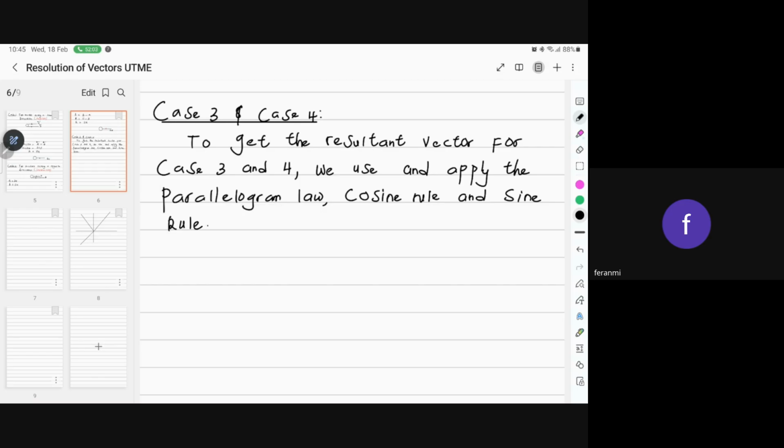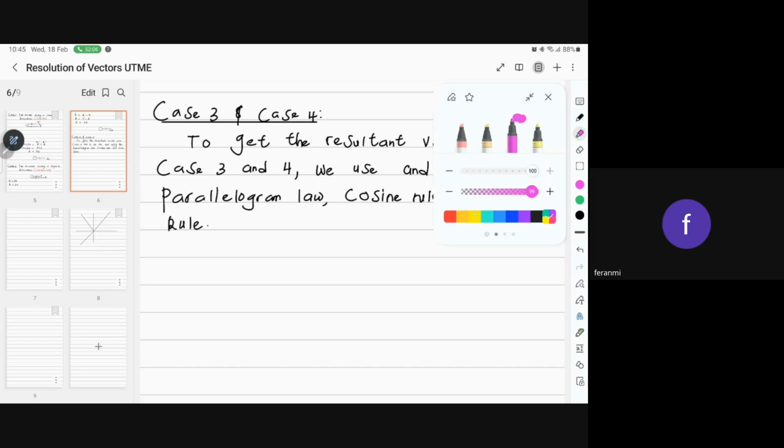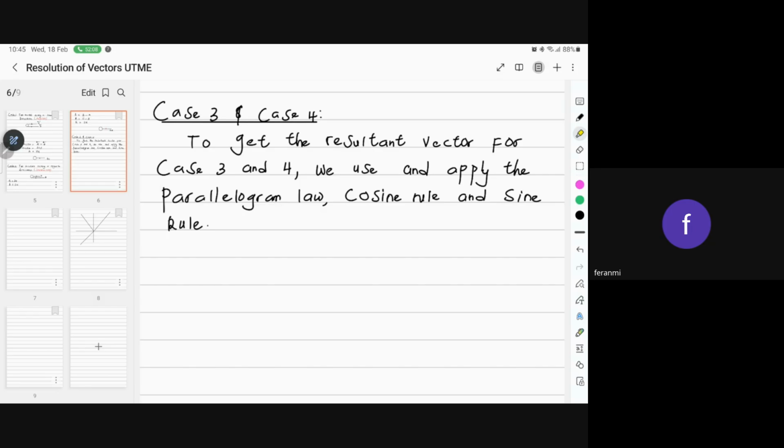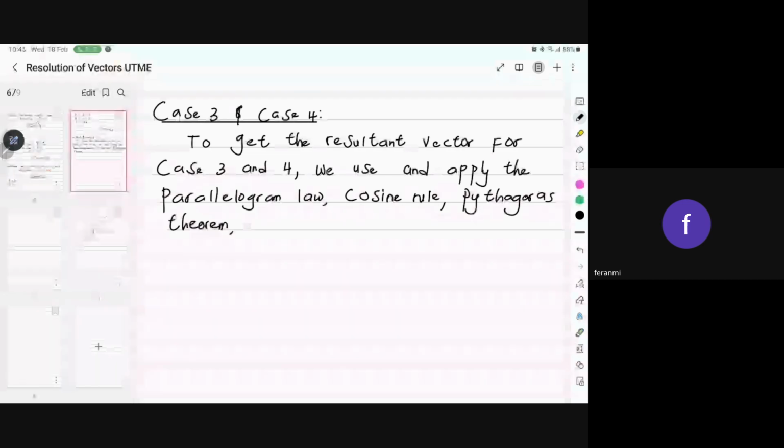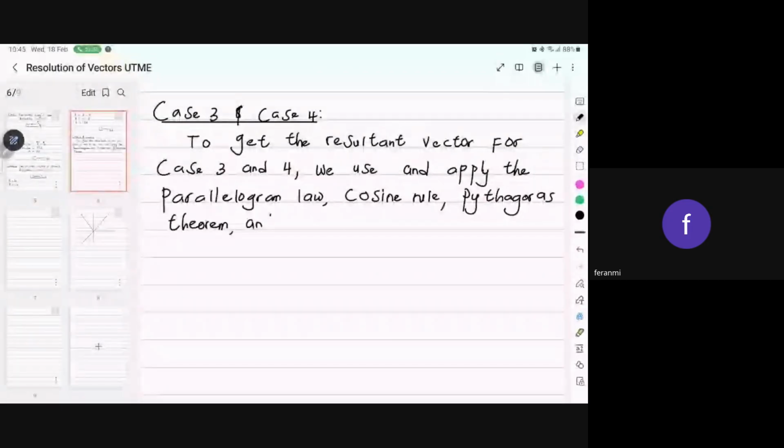So these are the concepts we'll be needing to find our resultant vector for case 3 and case 4. We should be able to apply our parallelogram law, the cosine rule, and there's another thing I forgot: the Pythagoras theorem. Do I know how to spell it? English students, am I correct in that spelling? All right, thank you, Titela. And the sine rule. Thank you, Anointed.